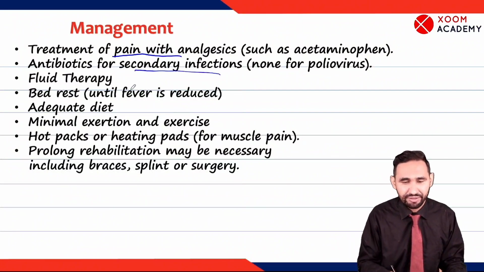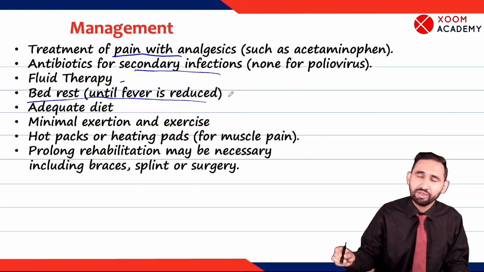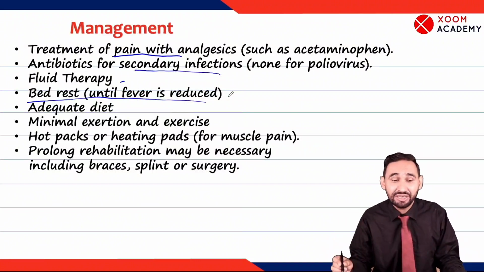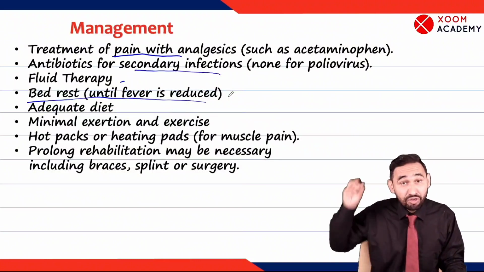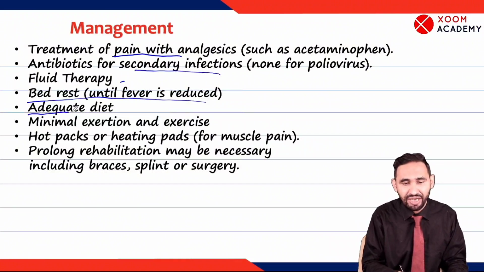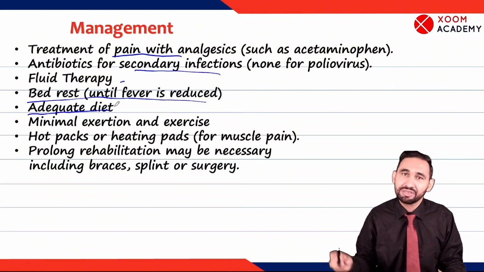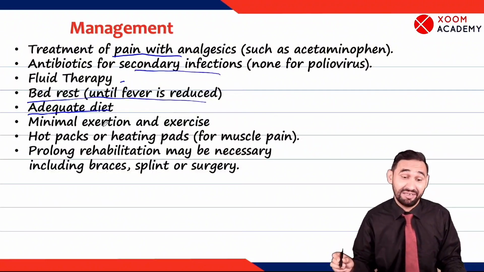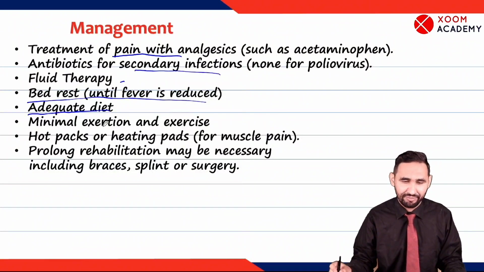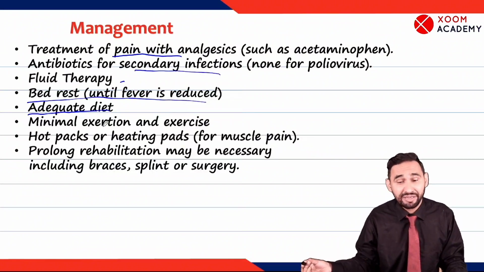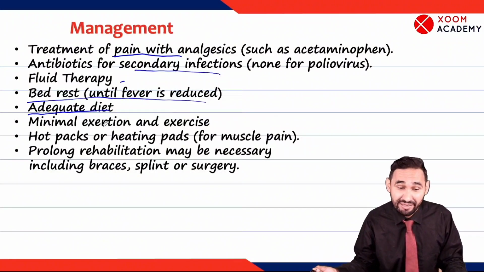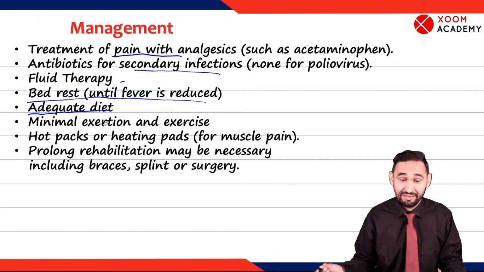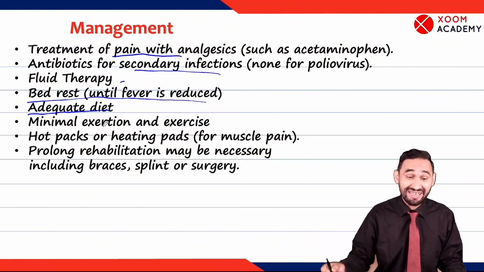We need to give fluids. He may suffer from dehydration. Bed rest: when a person is suffering from fever due to polio, bed rest is essential. It's mandatory. We have to improve the diet, so we have to give adequate diet. Nutritional requirements should be met. And there should be minimal exertion or exercise. Rest is advised. Hot packs can be advised to reduce muscular pain, because the person may suffer from severe pain. We have to reduce pain, we have to reduce agony.